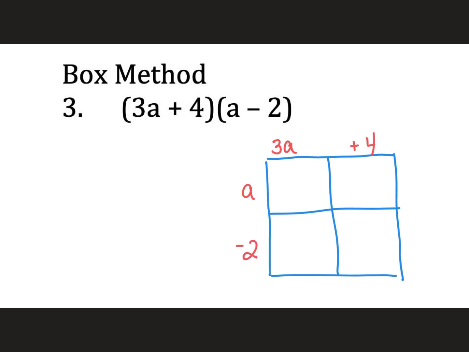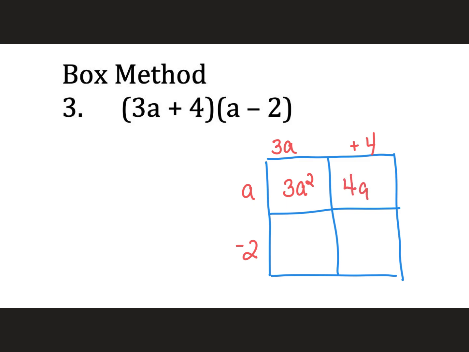It doesn't matter. You could have chosen to put the 3a plus 4 here and the a minus 2 over there. And what you're going to do is the product of two terms. So you're going to do 3a times a, and you're going to put that answer here, which will be 3a to the second. And then you do a times positive 4 is 4a.